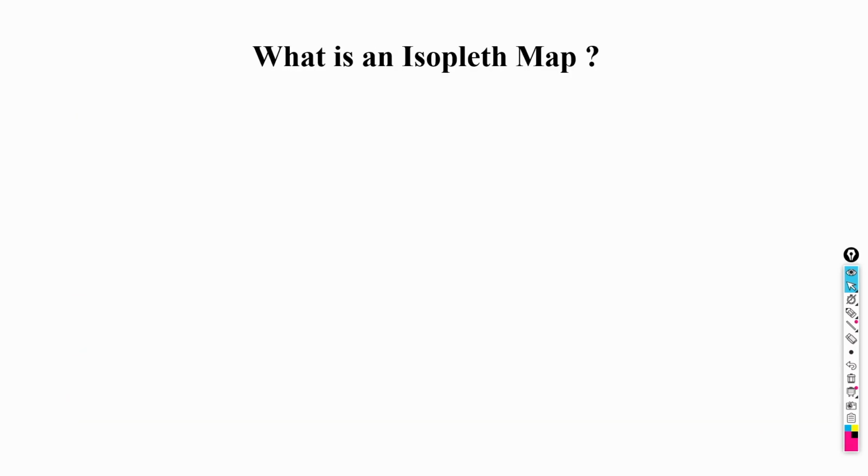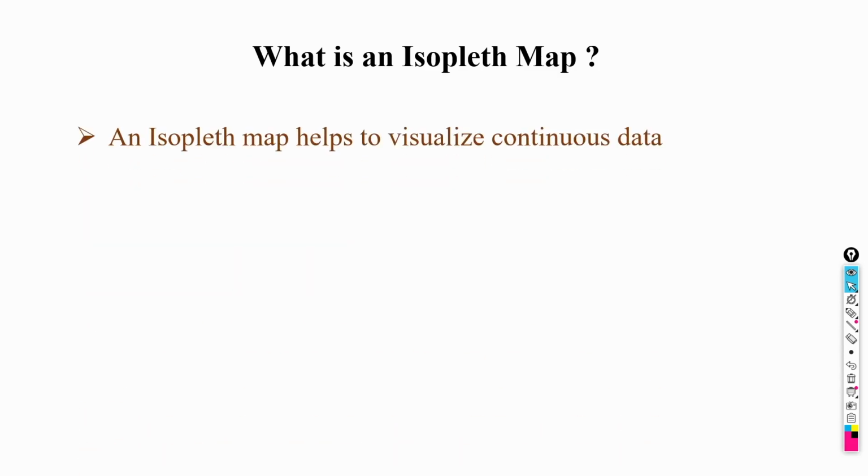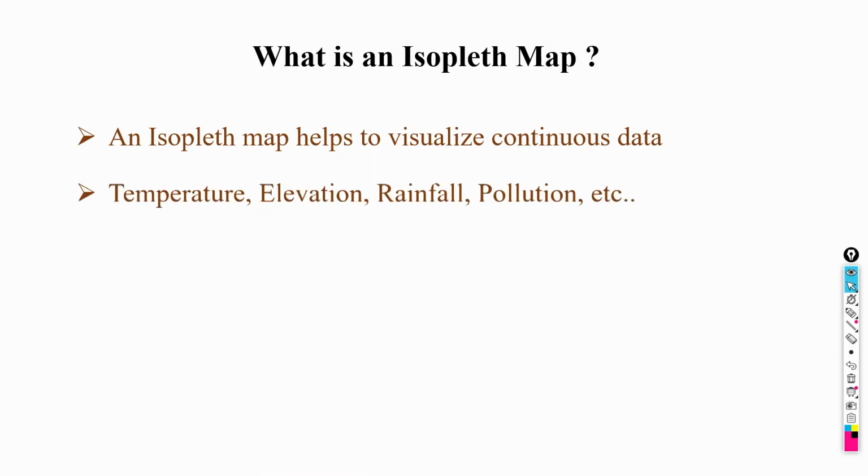Now, what is an Isopleth map? I think you would have already studied this in your manual technique. So what is your Isopleth map? It is generally used to visualize continuous data. That is our first use of Isopleth maps. When we talk about continuous data, it is generally your temperature data, your elevation data, your rainfall data. All this information falls under continuous data because these cannot be discrete or unique. It is continuous throughout the surface. That is why we call it continuous data.